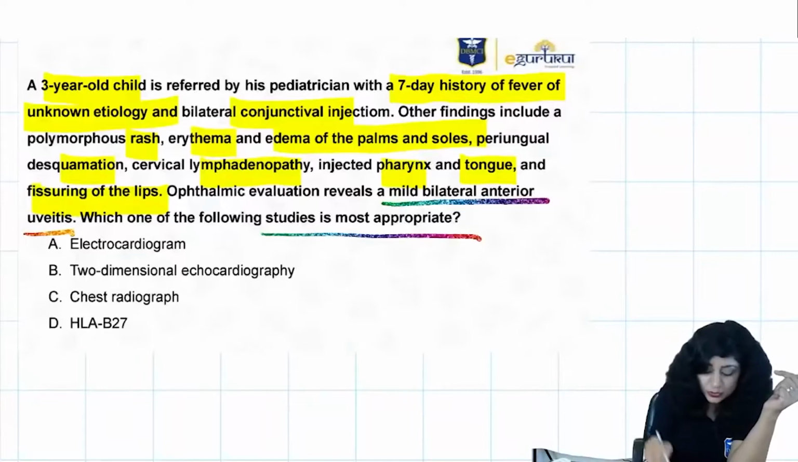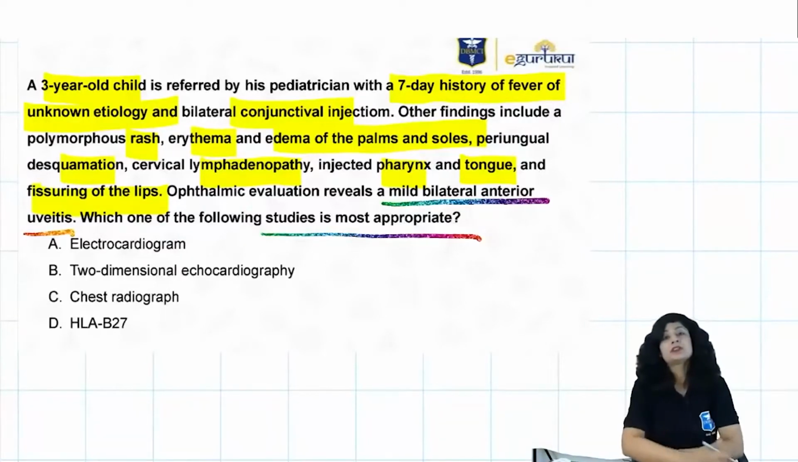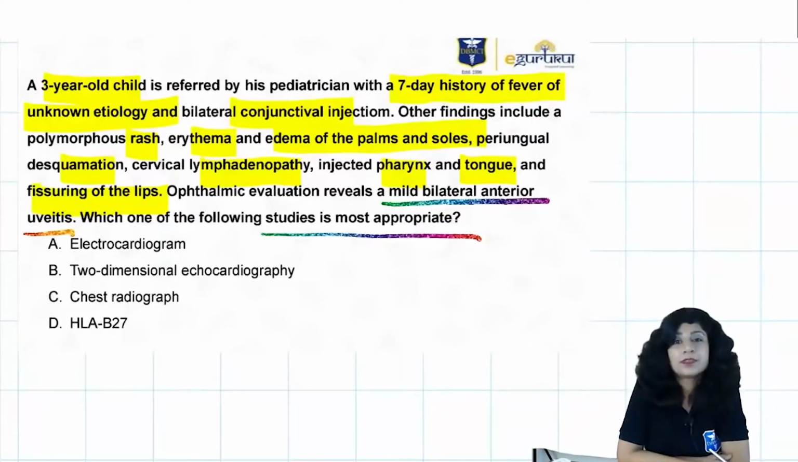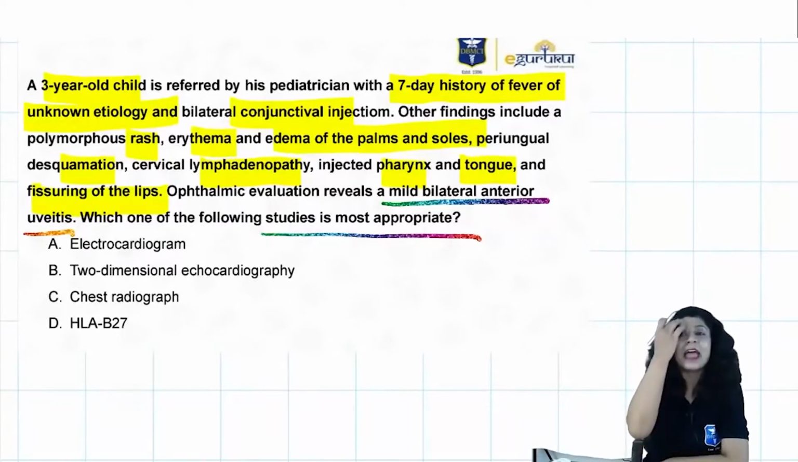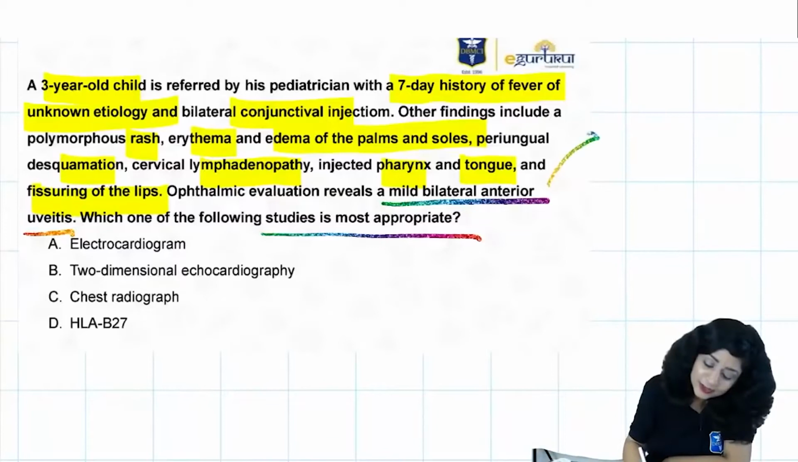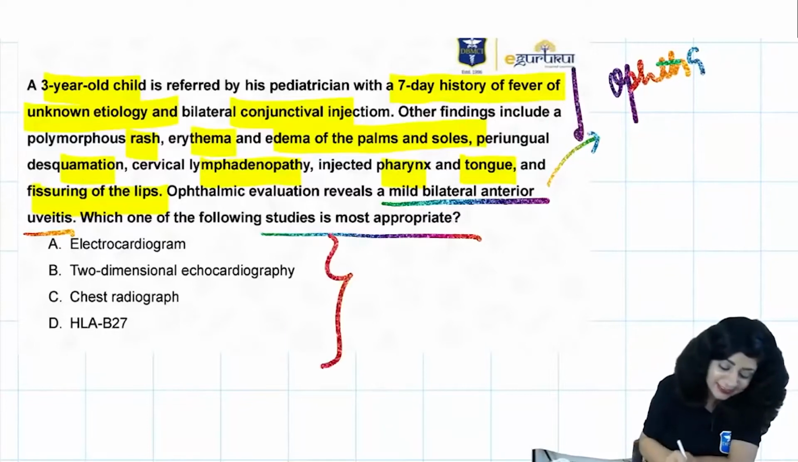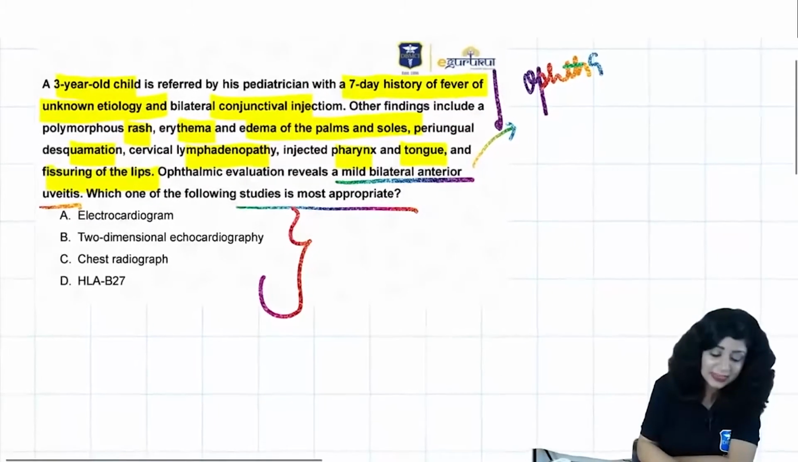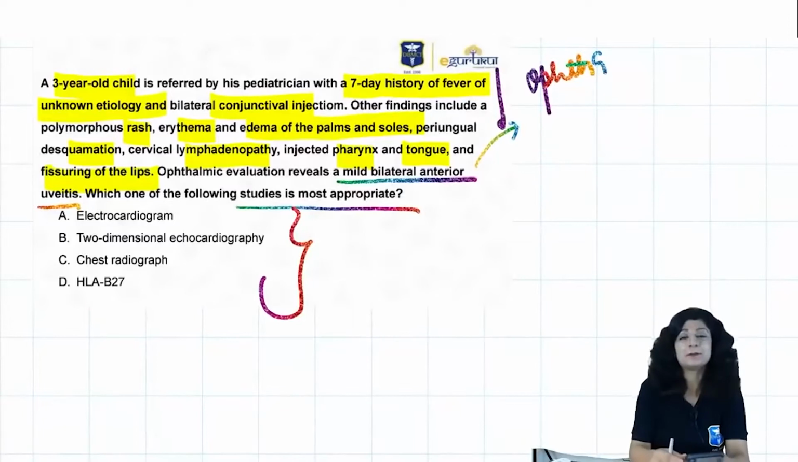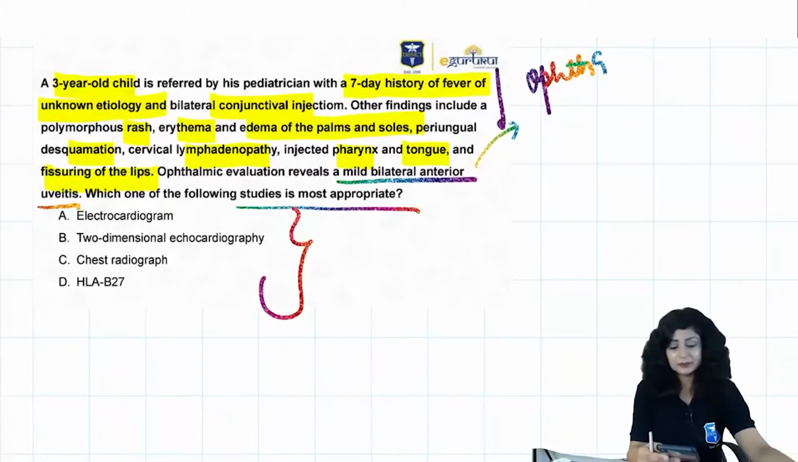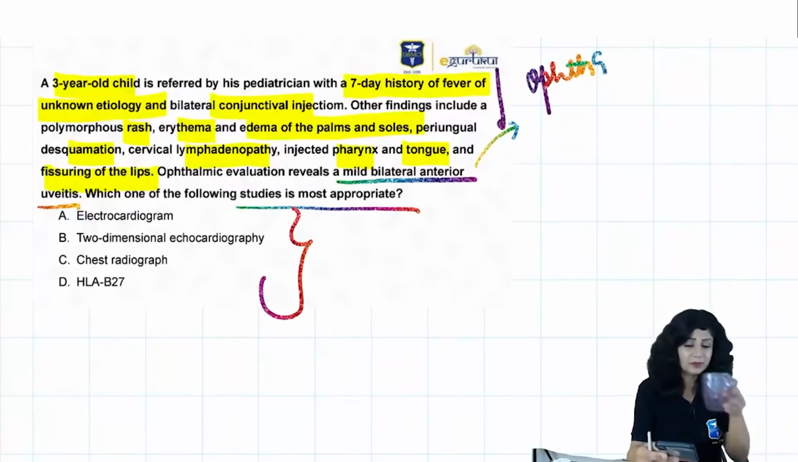So which study should be most appropriate? First of all, can you tell me the diagnosis? This is a question related to pediatrics, and they are landing up in medicine, and they are also telling the ophthalmology. This is the ophtha part, this is your pediatrics part, and they are asking you the medicinal part. So yes, can you tell me the diagnosis here? Let us see. 10 seconds. What is the diagnosis here?